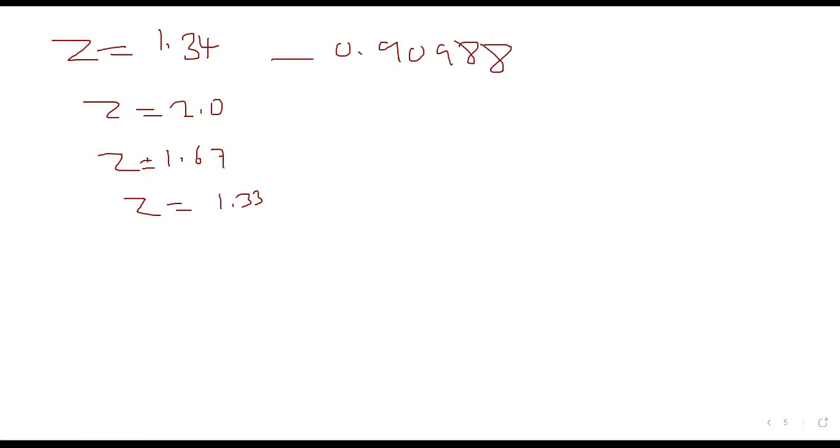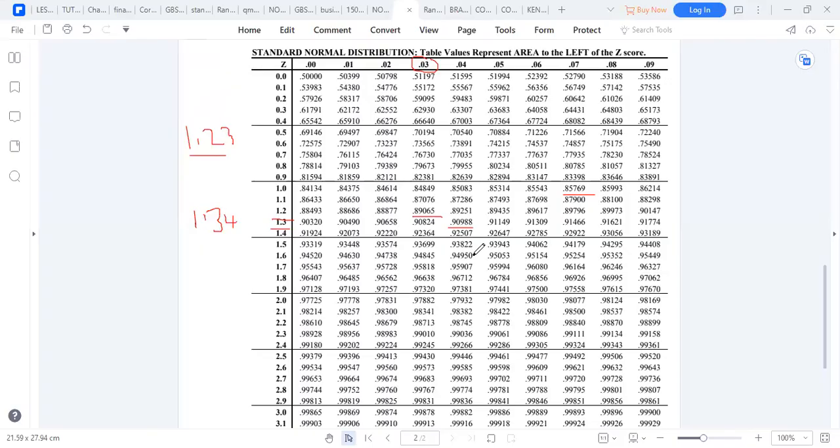So who else wants to try to find the reading for 2.0? What is the reading for 2.0 on the table? I hope you all also have these tables individually. What is the reading under 2.0? Anyone else? Ronnie? It's 0.97725. 0.97725, correct.